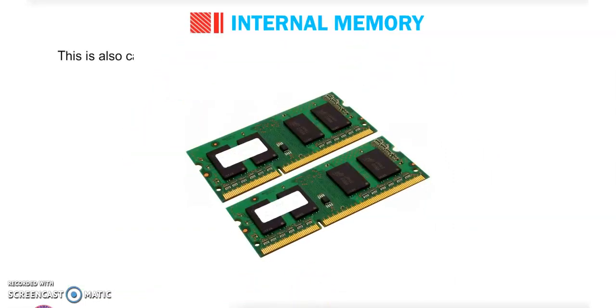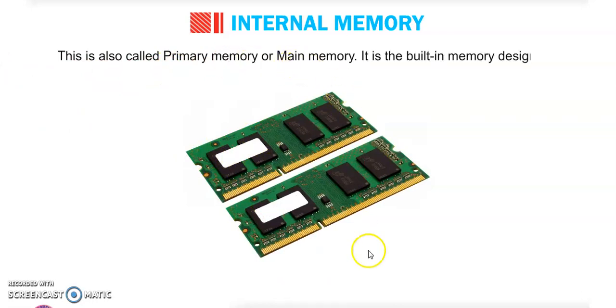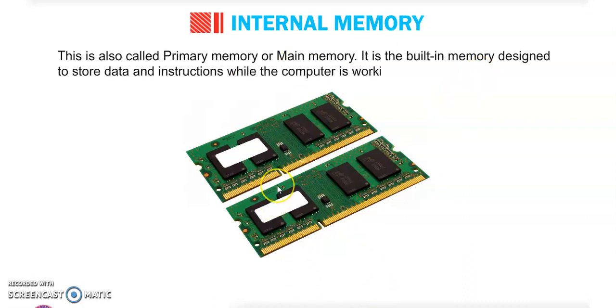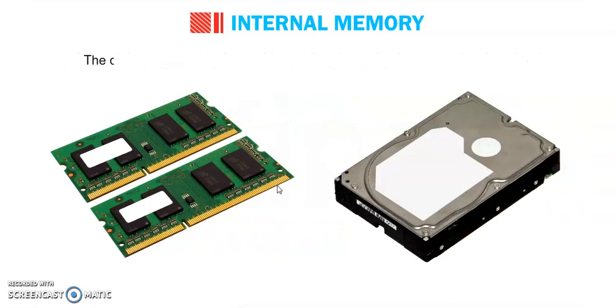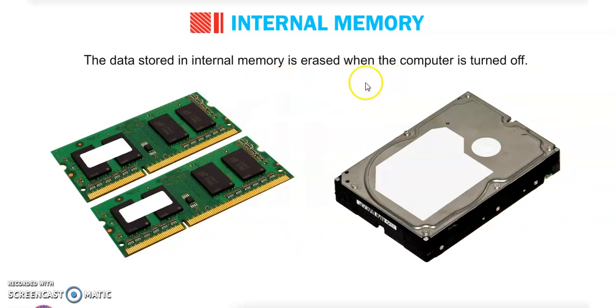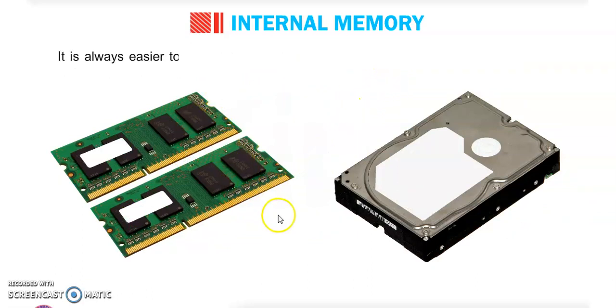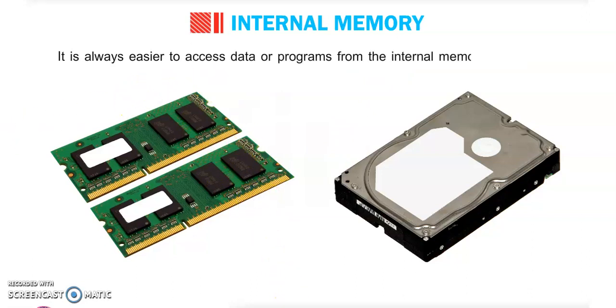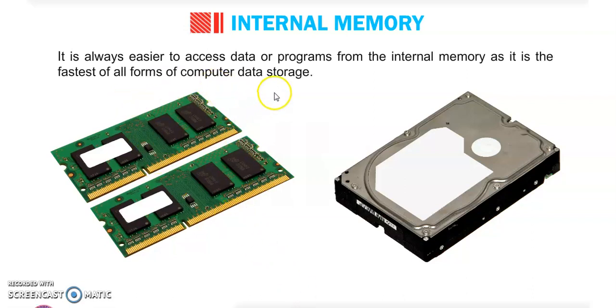One by one I will explain what is internal memory. This is also called primary memory, the main memory of the computer. It is a built-in memory designed to store data and instructions while the computer is working. The data stored in the internal memory is erased when the computer is turned off. It is always easier to access data or programs from the internal memory, as it is the fastest of all the forms of computer data storage. It is very essential memory.